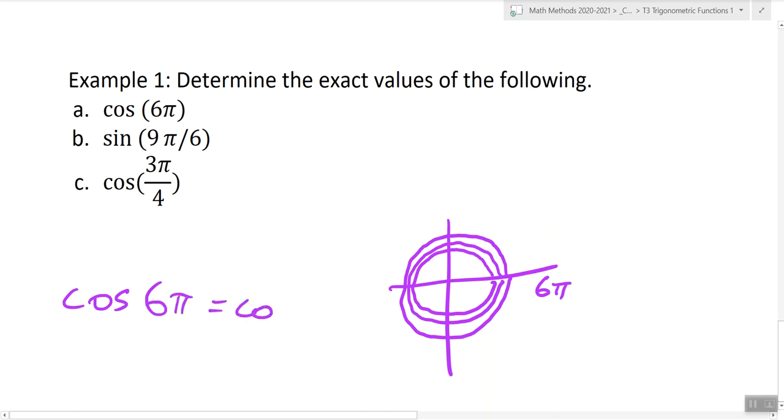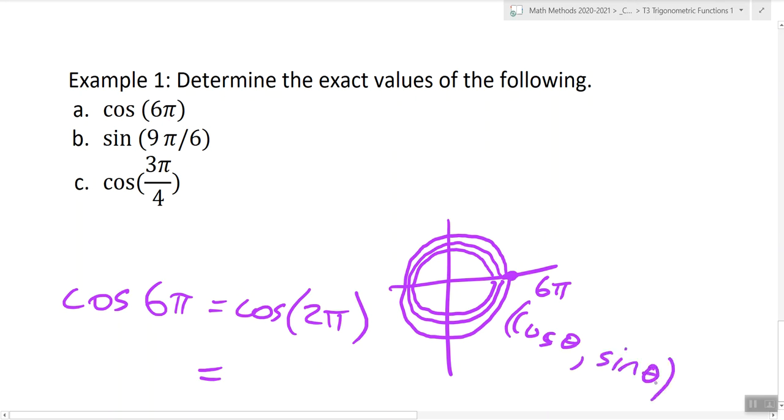So you can write this. So it is the number 1. Yep. So that point there, the x value is 1. Does that make sense? Cos theta is the x, sine theta is the y. Is there any questions? So it equals 1.